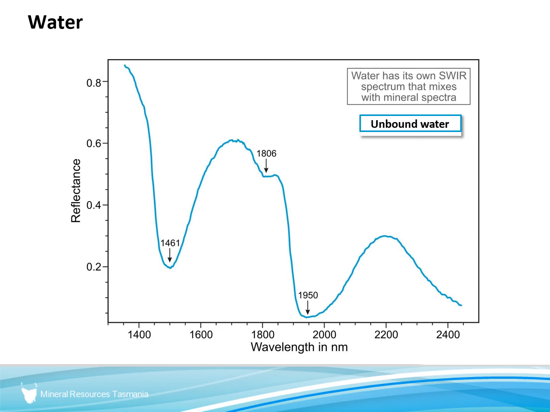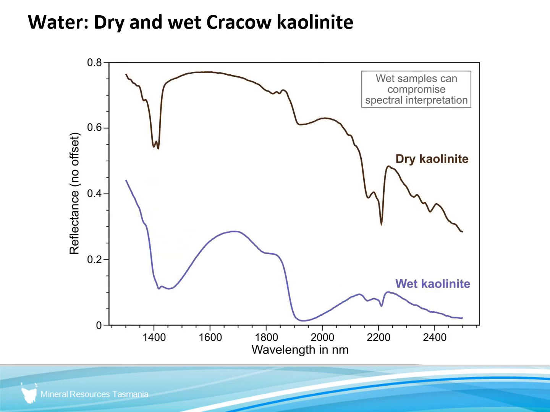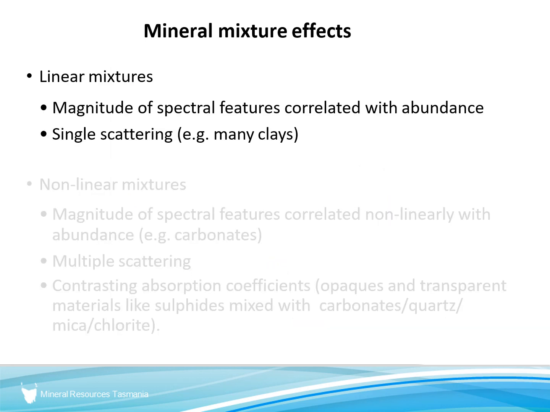We can plot water. Here's a spectrum of water by itself, so it's probably sitting in quartz. In this case, I could show it sitting in kaolinite. So a wet kaolinite will have a dry kaolinite spectrum augmented with big water features in it. So we can map that out.